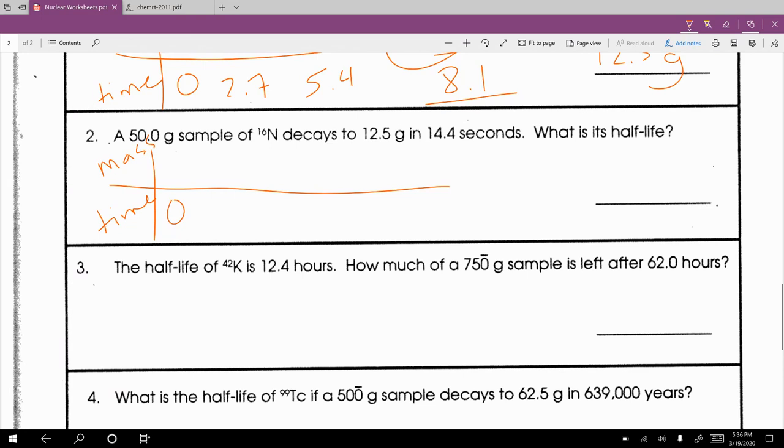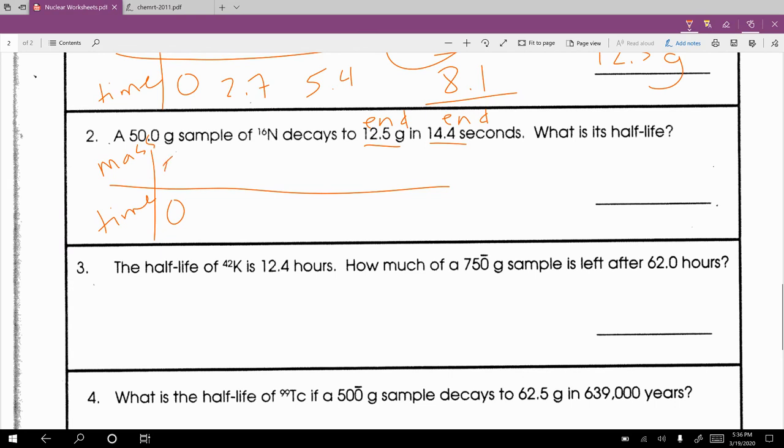Time 0. Now I'm going to go into the question and fill in the information that I have from the question. I have a 50-gram sample of nitrogen-16 and it decays to 12.5 grams, this is how much I end with, in 14.4 seconds. So this is how long that takes. What is the half-life? So now I'm solving for the half-life. I'm not solving for how much is left.